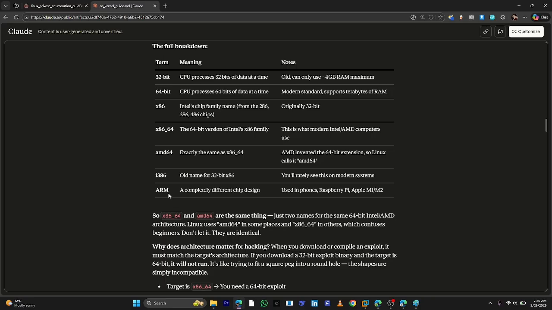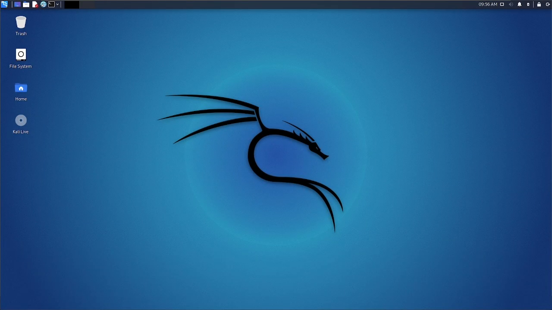And I think we have talked about the theory enough. Now what we will do is go to Kali Linux and actually type the command that will give us information about the operating system and the kernel.